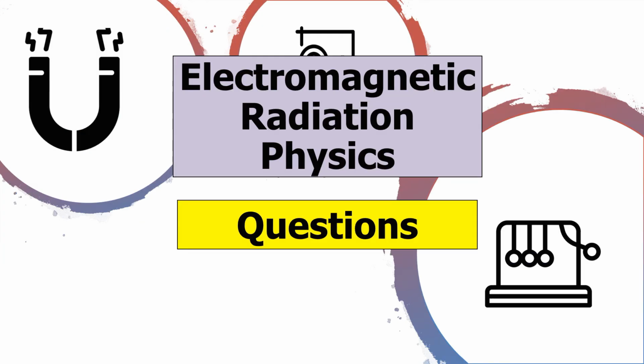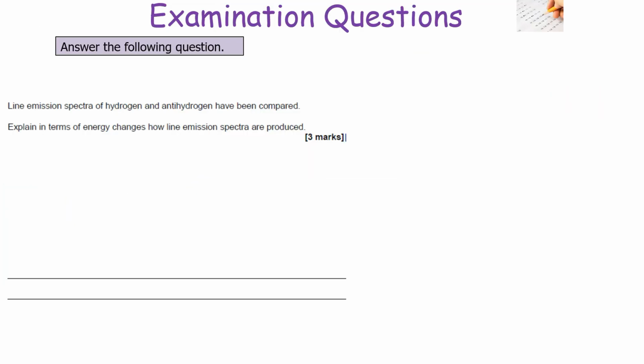So let's have a look now at a few longer questions. So the question says here, line emission spectra of hydrogen and antihydrogen have been compared.